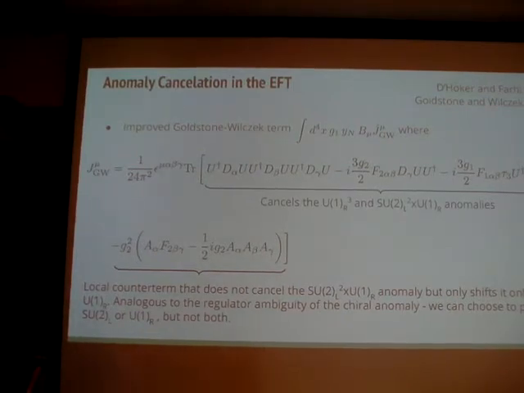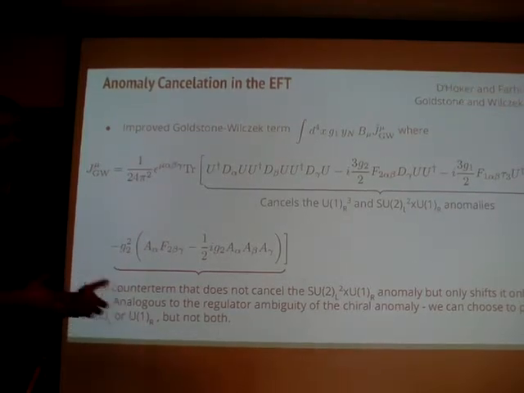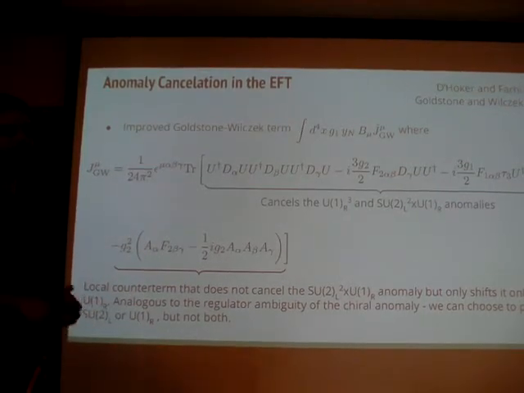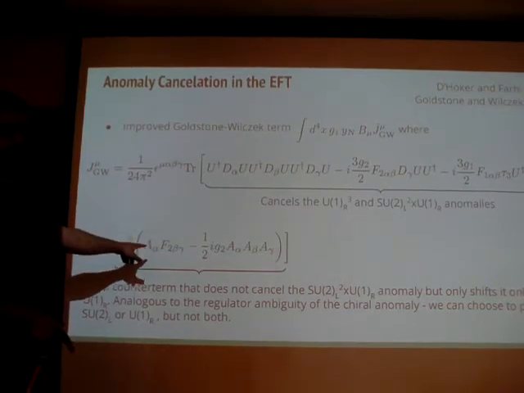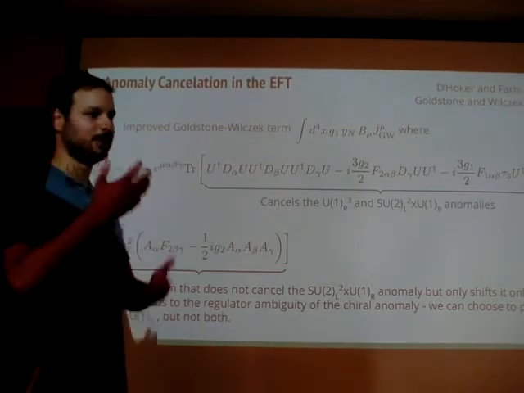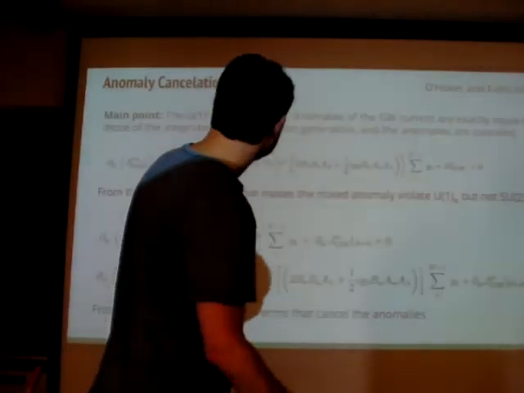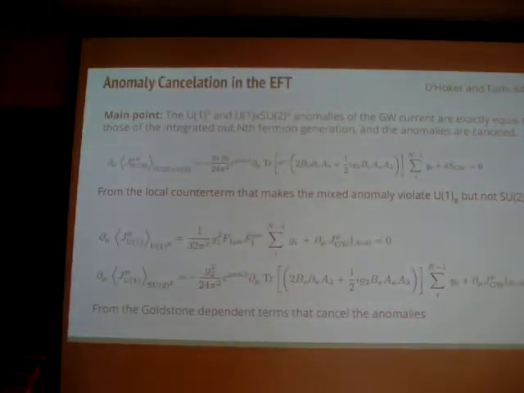Okay. So you can think about it: you decided in the UV when you had the fermions what is violated and what is not. Right, right. And then that determines whether or not you have a local counterterm in the EFT. There's a matching between the UV and the EFT. Good. So let's actually check that the anomalies in the EFT are canceled.